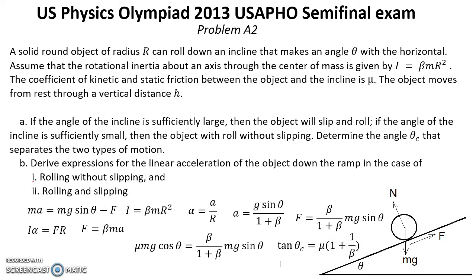For angles less than this angle, we have acceleration equals g sine theta over 1 plus beta. But for angles more than this one, we can just use the regular equation for force of friction, because if we have slipping, we have force of friction equals mu mg cosine theta, and after that acceleration equals g multiplied by sine theta minus mu cosine theta.